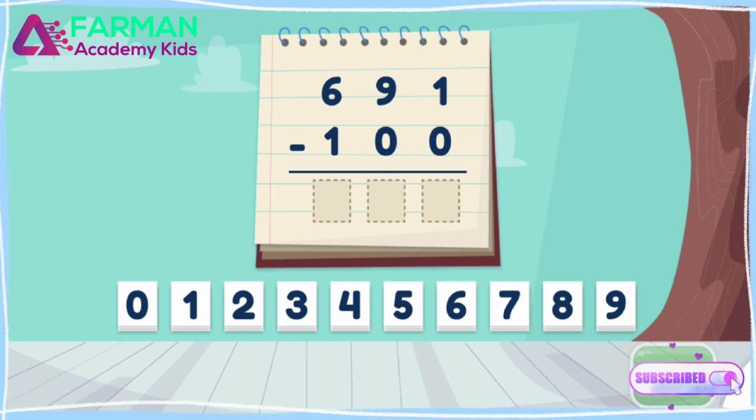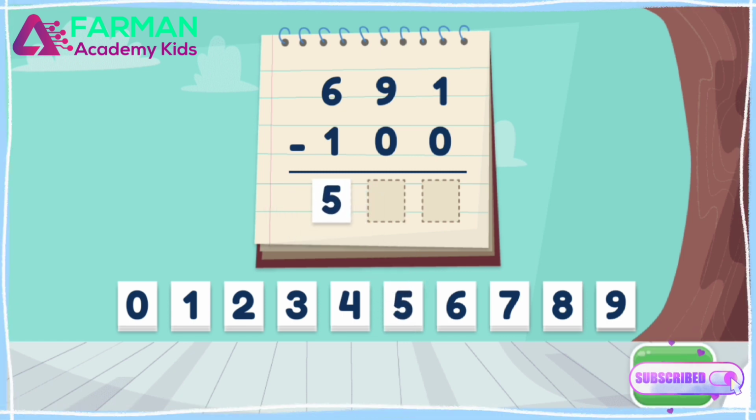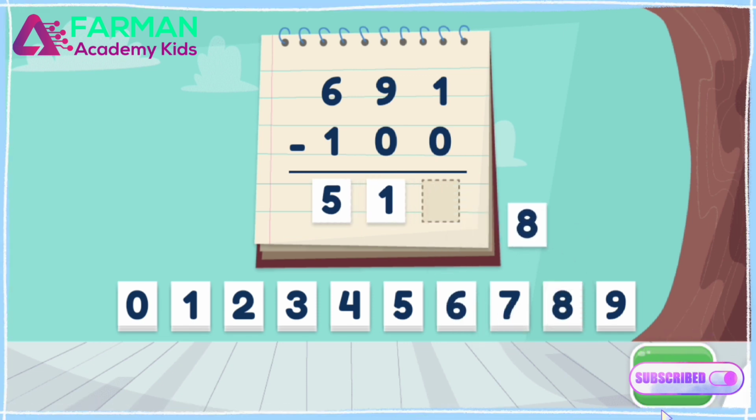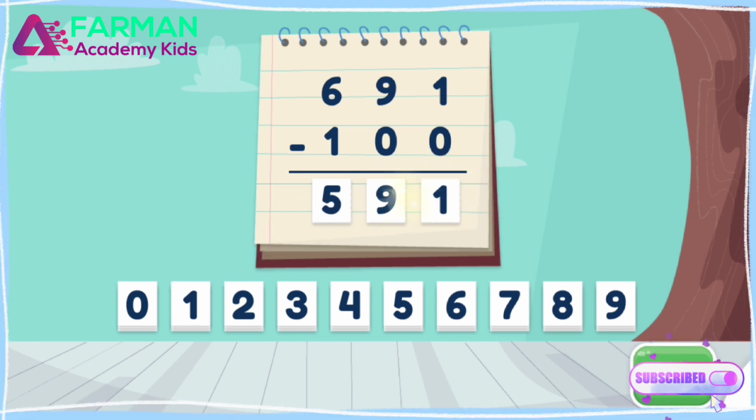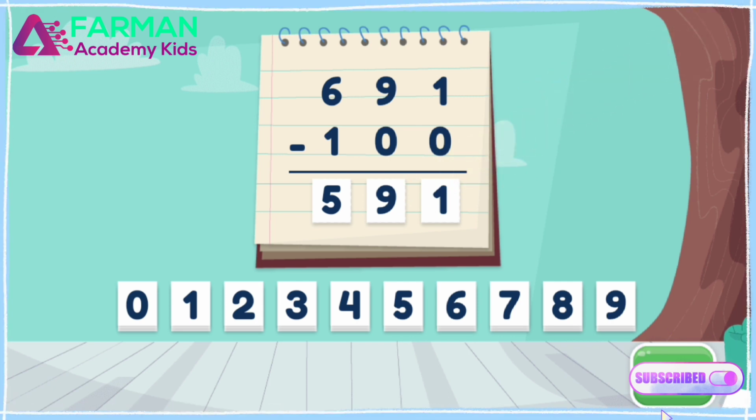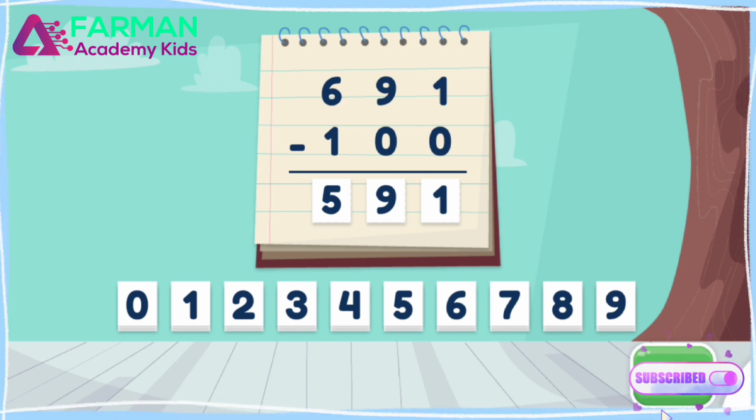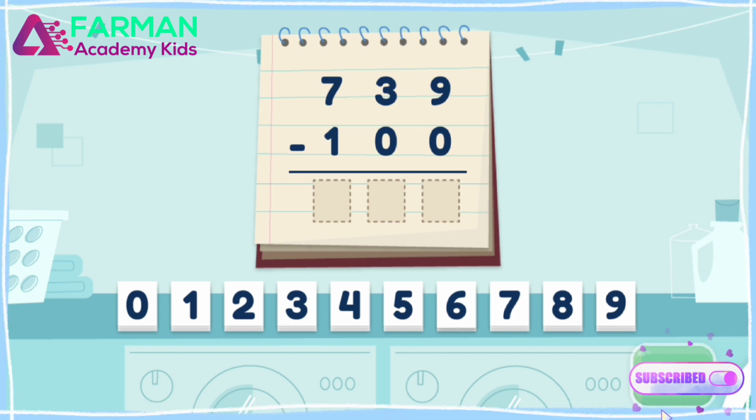There's another way to think about this. You can subtract 1 from the hundreds place to solve the equation. Cool beans! We subtracted 1 from the hundreds place. 691 minus 100 equals 591. Solve the equation.